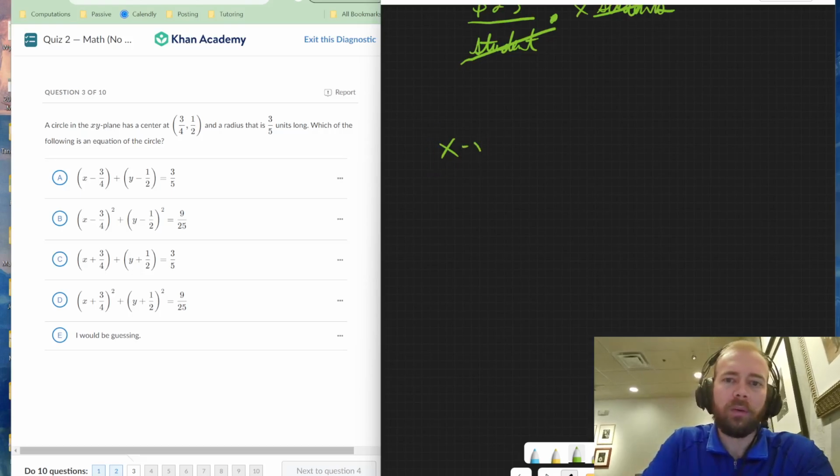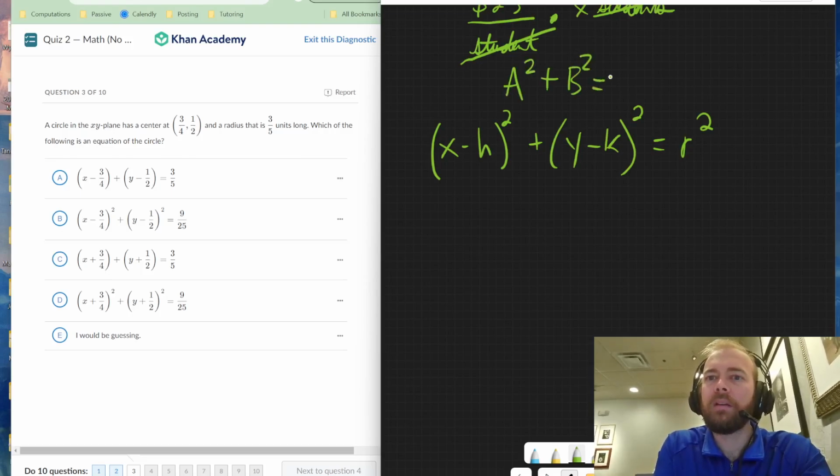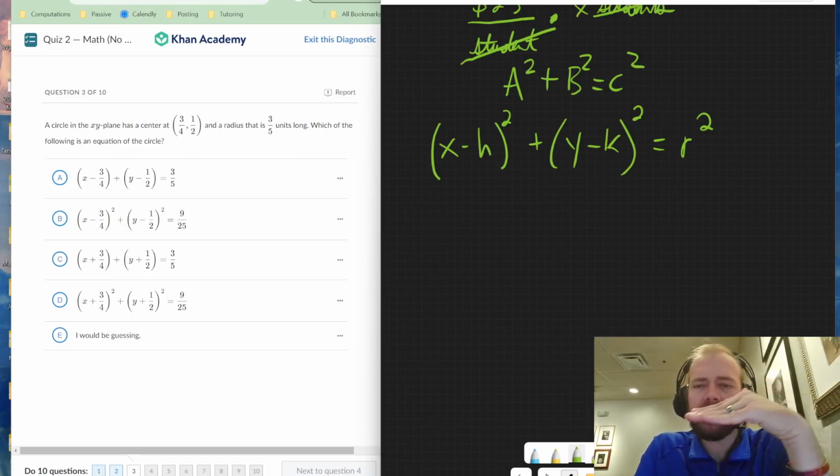Not x minus y, jk, lol. (x minus h) squared plus (y minus k) squared equals r squared, which comes from the Pythagorean theorem, a squared plus b squared equals c squared. So x minus h represents the a distance, the horizontal distance. The b represents the vertical distance, the y minus k. And the r is the radius, or the usually slanted side of the triangle within the circle.